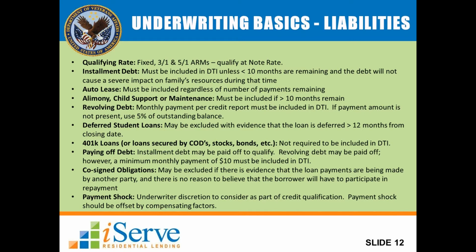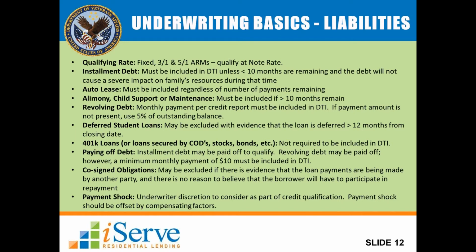Co-signed obligations. If they are a co-signer on another loan and we can get proof, and we're typically talking about 12-month canceled checks that another party is paying for it, and we have no reason to believe that it will be necessary for the borrower to participate in that repayment, we can exclude that.